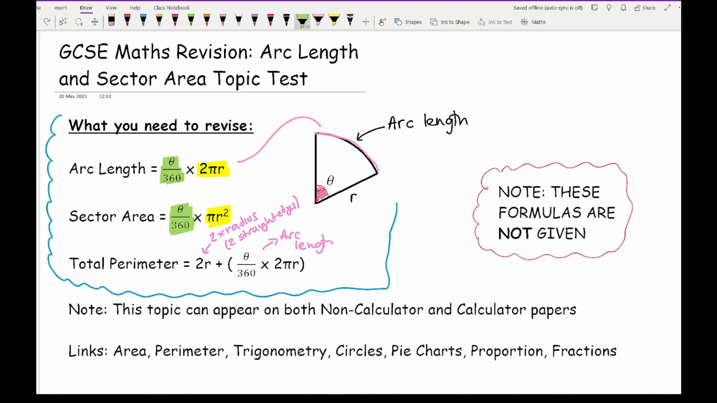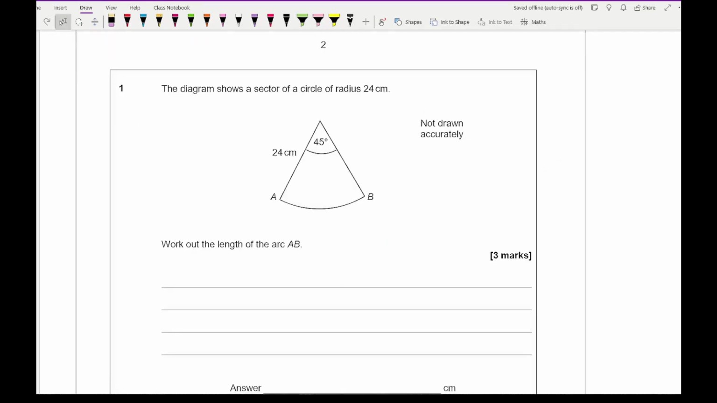Now in terms of other topics that arc length and sector area is connected to, obviously it's connected to area and perimeter, and often it's related to shaded area questions, but it's also linked to trigonometry, circles, pie charts, proportions and fractions. So always be mindful that these topics could be included in a particular question. So without further ado, let's get started on these exam questions.